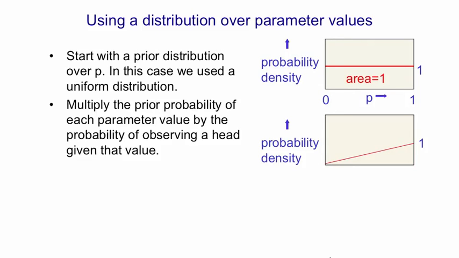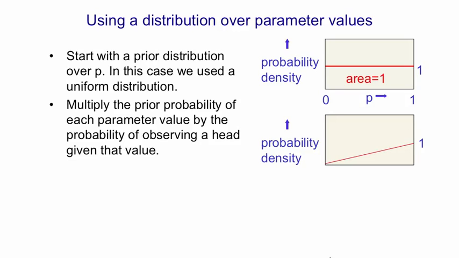We now observe a coin coming down heads. So what we do now is for each possible value of p, we take its prior probability and we multiply by the probability that we would have observed a head given that that value of p is the correct one.